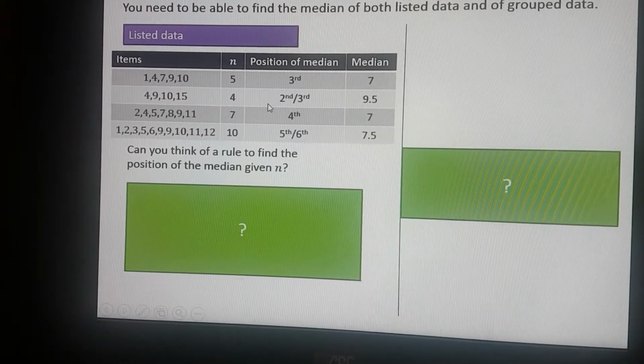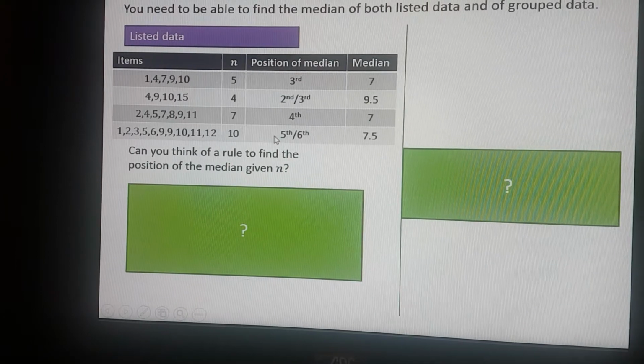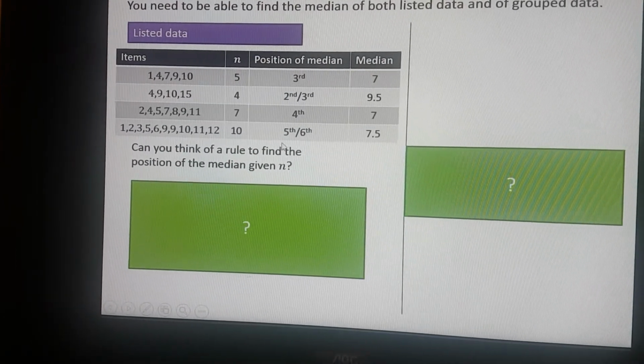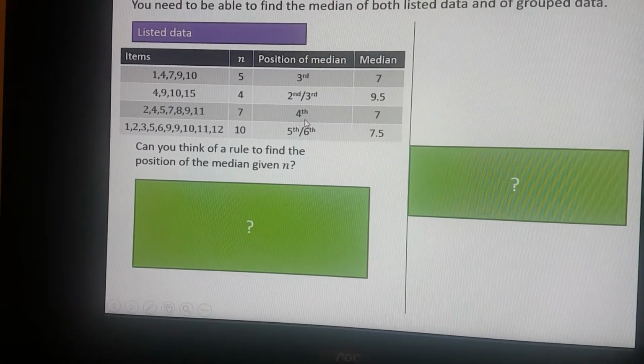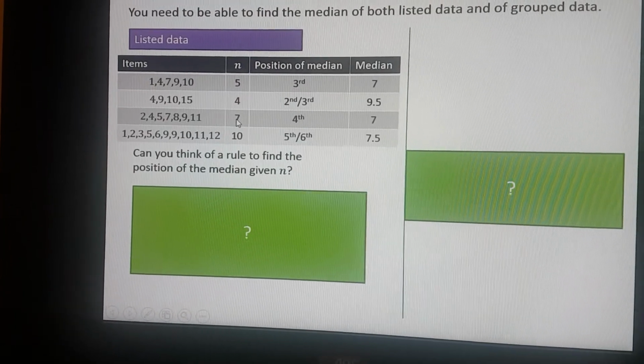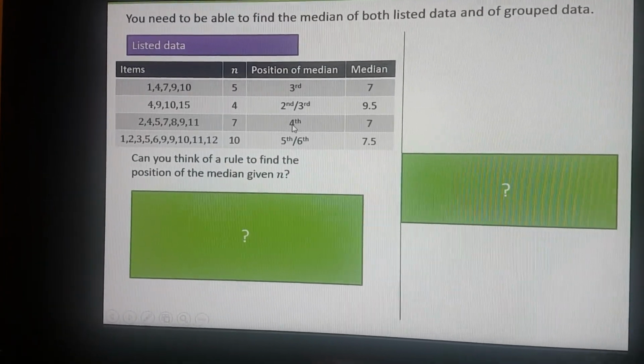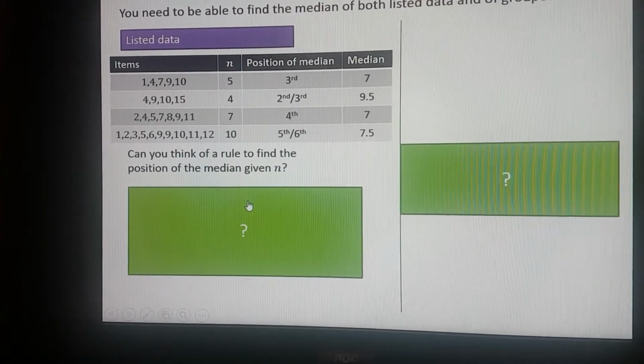the number that's coming after it. For example, second and third. Here 10 divided by 2 is 5, so it's between 5 and 6. 7 divided by 2 is 3.5. We round it up, which is the 4th. That's the rule.